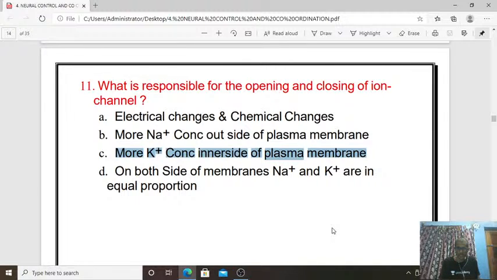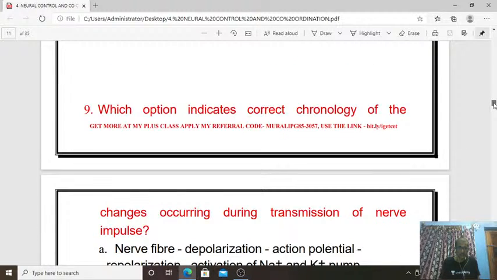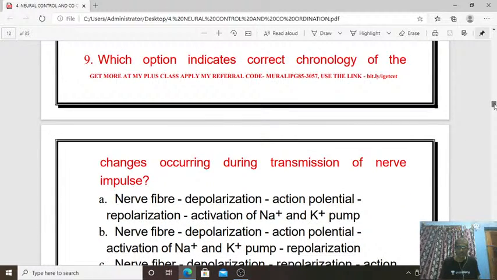For question number 9, one small doubt, let us see which option indicates the correct chronology of the changes occurring during transmission of nerve impulse. These are the steps of nerve impulse transmission. I said, I think A.